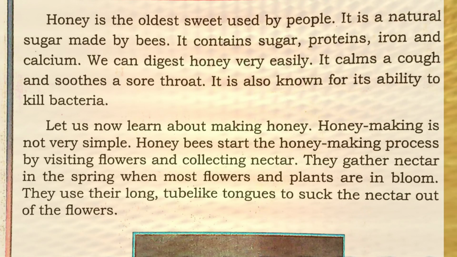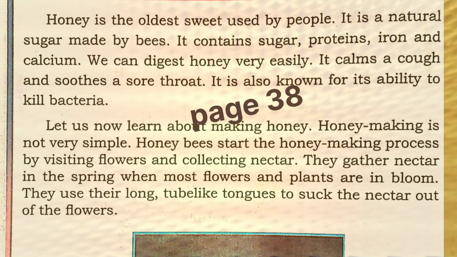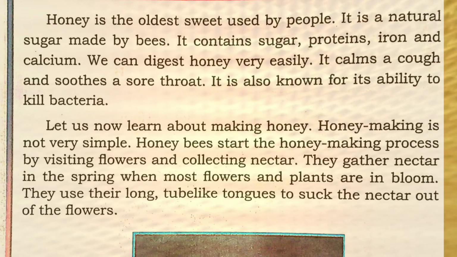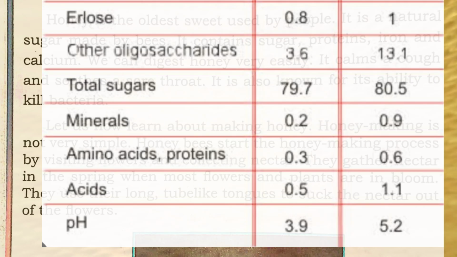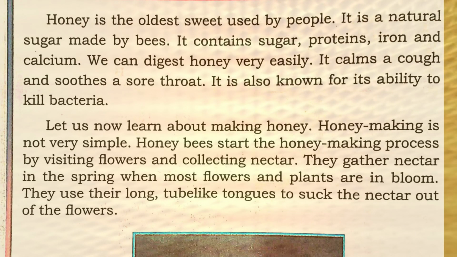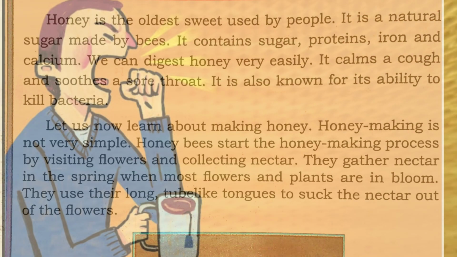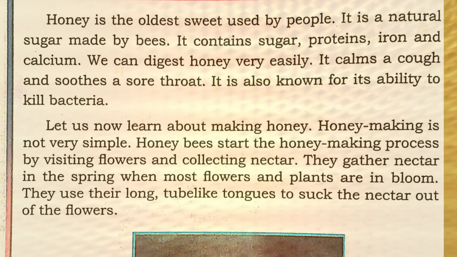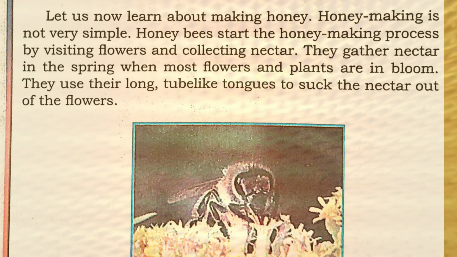Honey is the oldest sweet used by people. It is a natural sugar made by bees. It contains sugar, proteins, iron, and calcium. We can digest honey very easily. It calms a cough and soothes a sore throat. It is also known for its ability to kill bacteria. Let us learn about making honey.